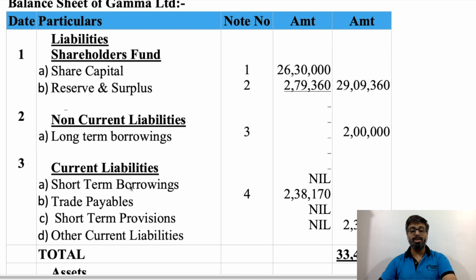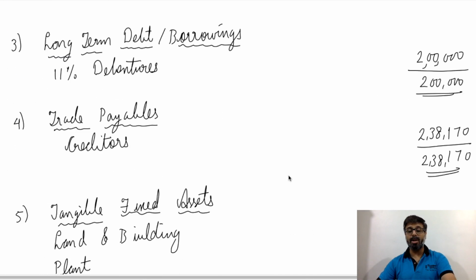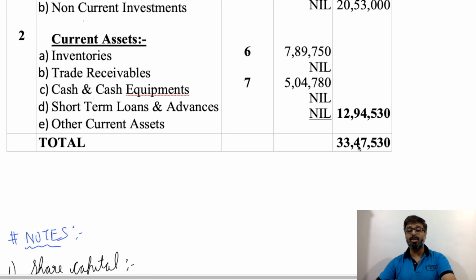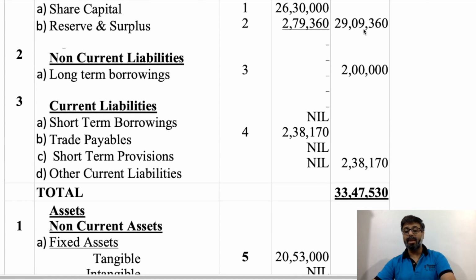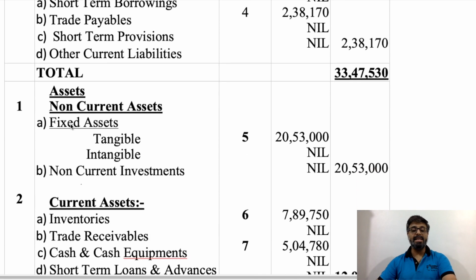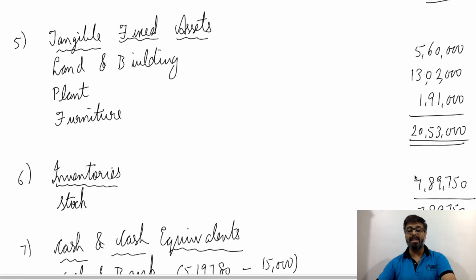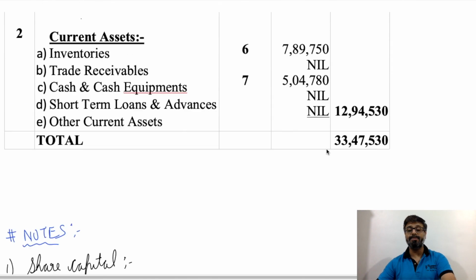Third, current liabilities. In the balance sheet, you have to write everything, even if the item is not there. So short-term borrowings are not there, nil. Trade payables as per note 4, we have got 238170. Short-term provisions in this question, nil. Other current liabilities, nil. Total current liabilities 238170. And total of the liabilities side is 33,47,530.